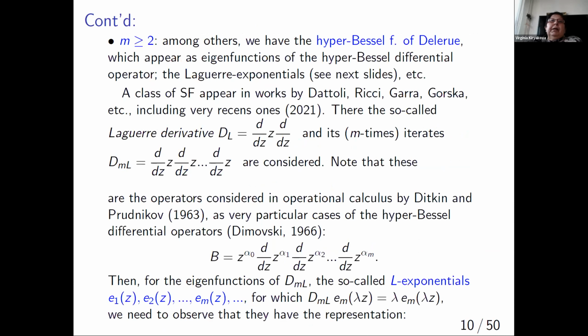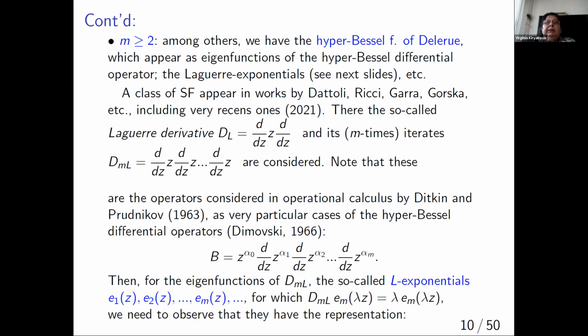Next. For m greater or equal to 2, arbitrary m, we have the hyper-Bessel functions of Delerue as a special case, which appear as eigenfunctions of the hyper-Bessel differential operators, and as rare cases also the Laguerre exponentials.